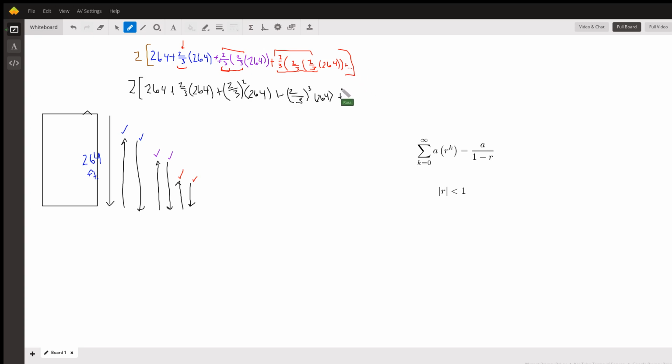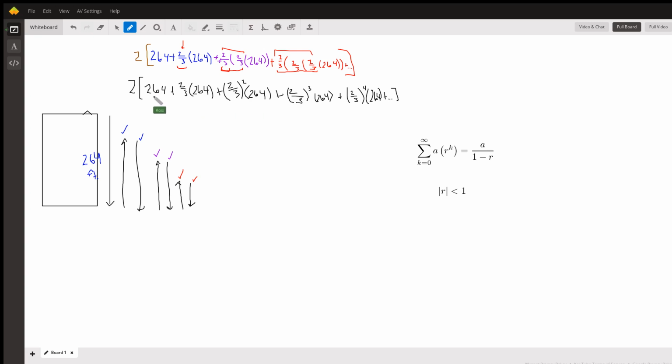Even without knowing the others, I can guess that the next term would be 2/3 to the 4th times 264. And now you maybe can see where this series is coming from, dot, dot, dot. Another step I can take, they all have a 264 involved. That's no accident. So I can actually factor out that 264.